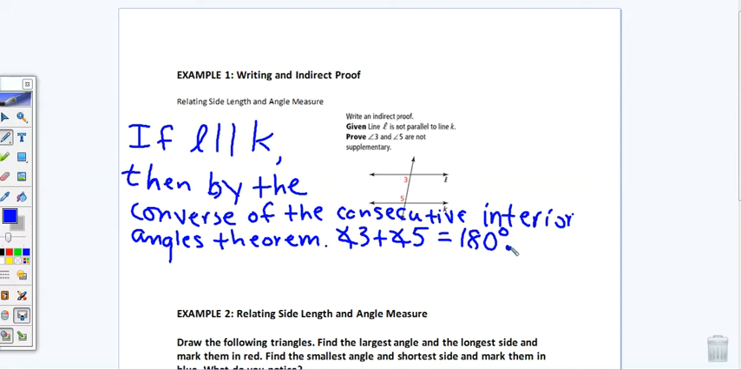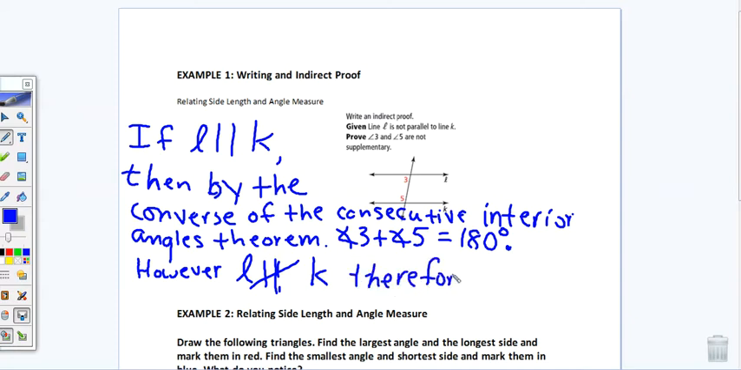But what's going on here, kids? We're assuming L is parallel to K, but that is not the case, because L is what? I'm going to write however: L is not parallel to K. If I make a parallel sign like this and draw a line through it, are you okay with that? L is not parallel to K, because that's given to you. However, L is not parallel to K, therefore what can I say? Angle 3 and angle 5 would not add up to 180, therefore angle 3 and angle 5 would not be what?